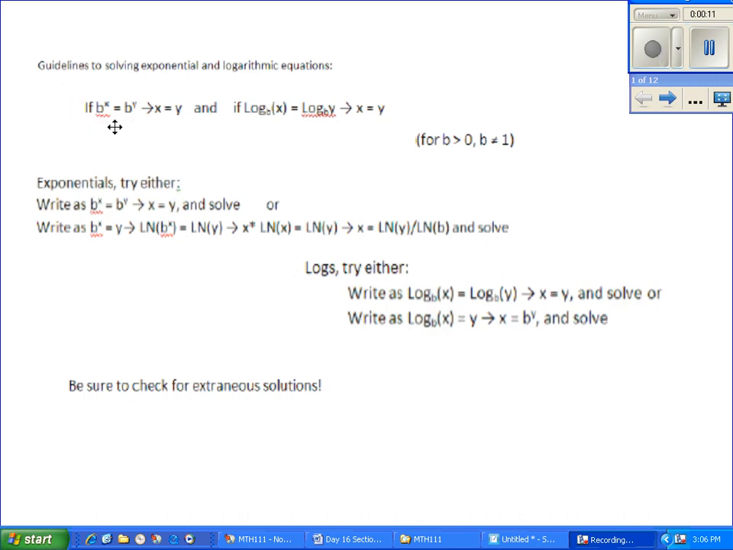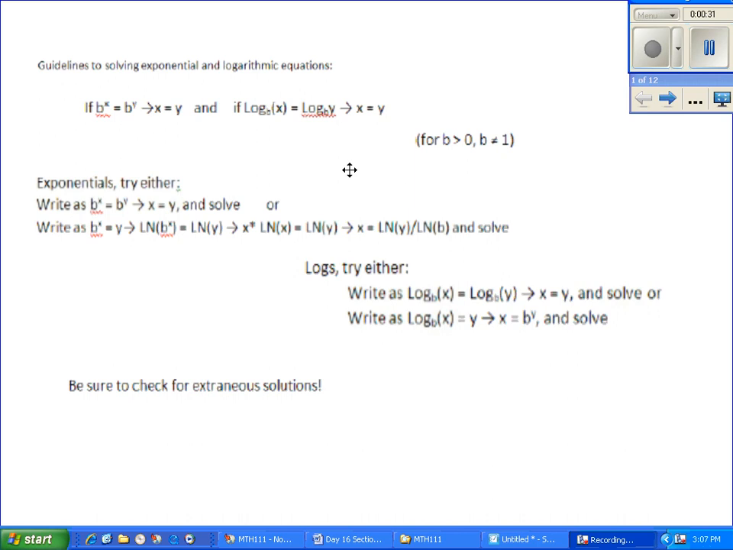If you have two exponential functions equal to each other and their bases are the same, then their exponents have to be the same. The same thing if you have two log functions equal to each other. If their bases are the same, then the only way these are going to be equal is if their inputs, the x and y, are the same. And this will be for bases greater than 0 and not equal to 1.